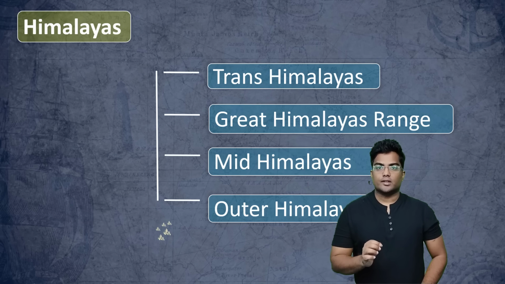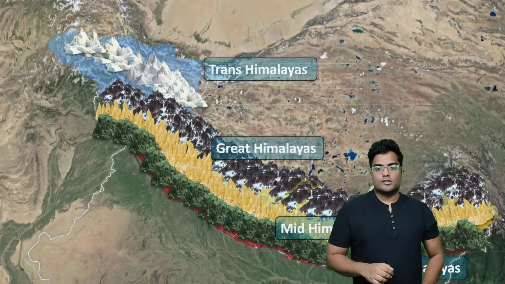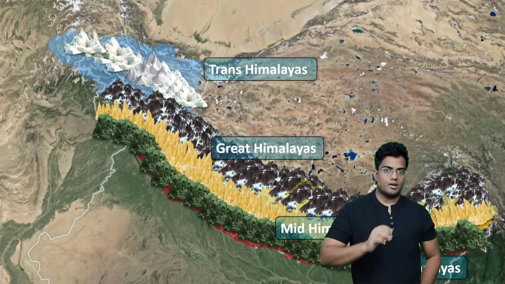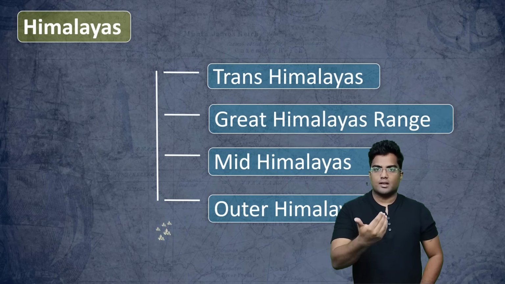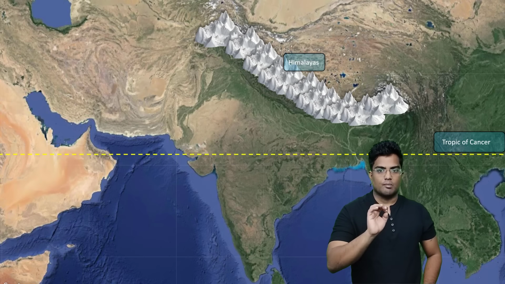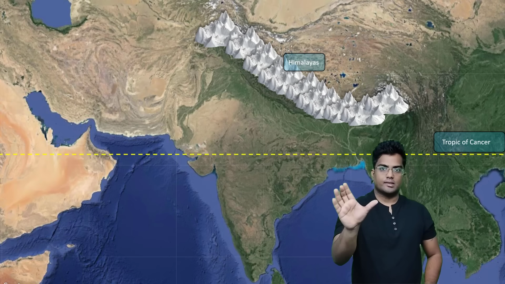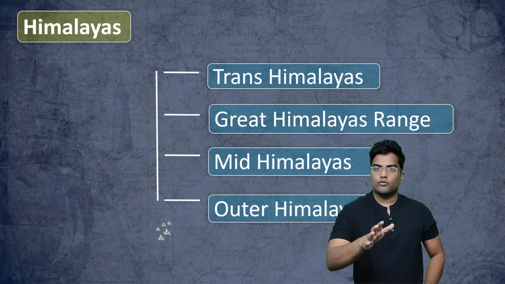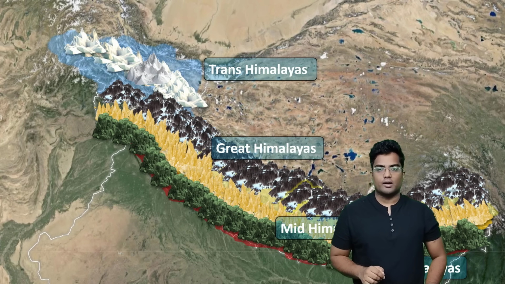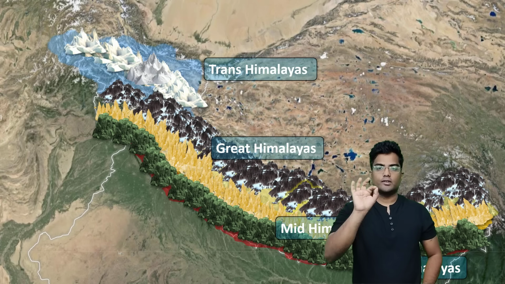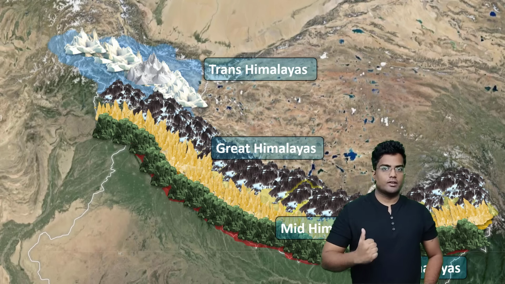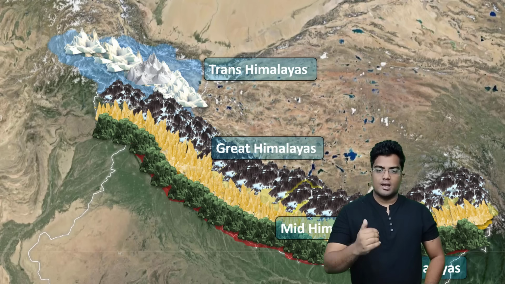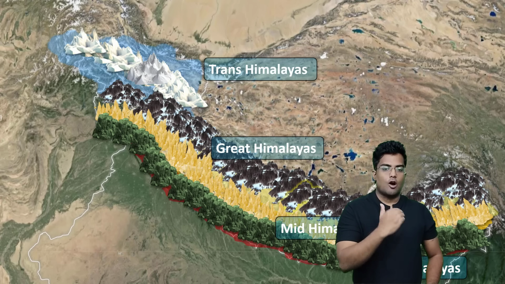We are interested in the trans-Himalayas. As you can see, this monolith has been divided into four parts. Let me just show you again. That's the Himalayas, the entire stretch you see as a complete monolith. Now it has been divided into four parts. At the very top you have the trans-Himalayas. Then you have the Great Himalayas. In the Great Himalayas you have Mount Everest and all those things. Then you have the mid-Himalayas and the outer Himalayas.